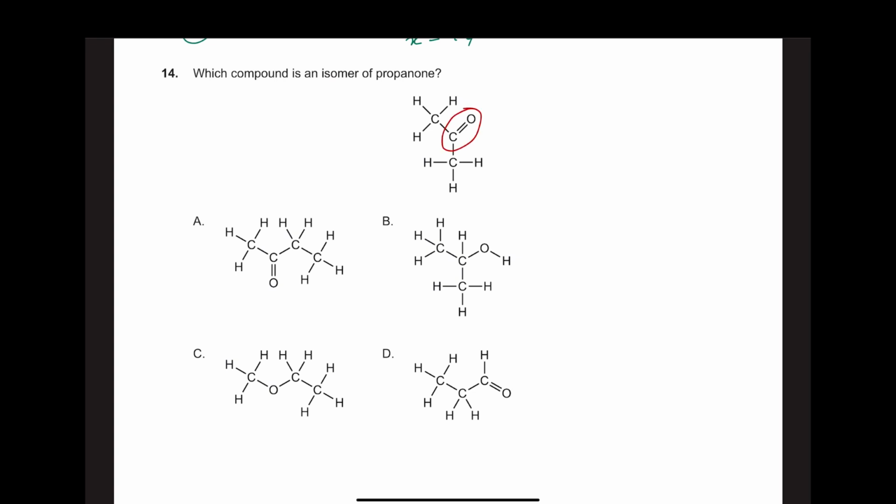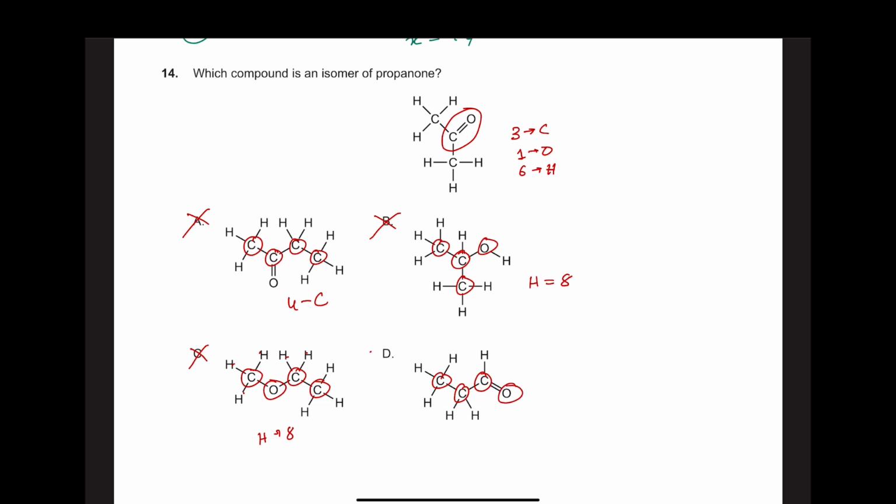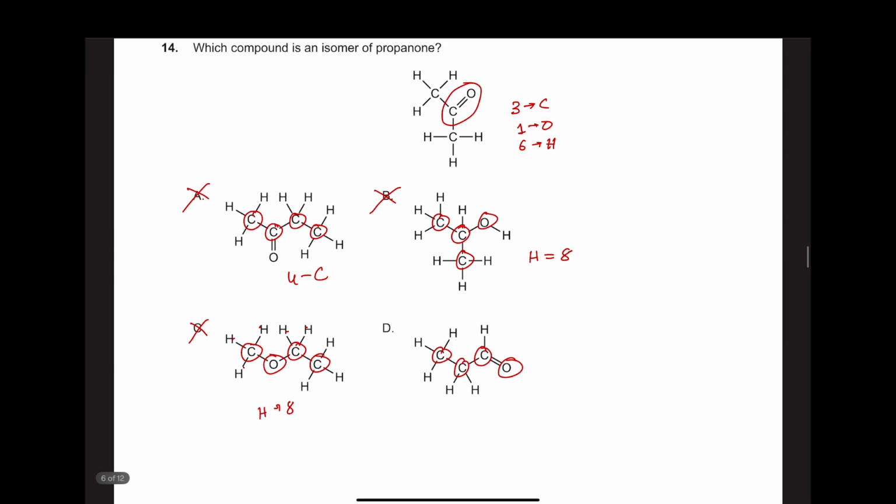Next, which compound is an isomer of propanone? So this is propanone, a ketone. Isomers of ketones are generally aldehydes. This one has 3 carbon atoms, 1 oxygen, and 6 hydrogen. Let's check the options one by one. This one has 4 carbons, obviously not an isomer. This one has 3 carbons, 1 oxygen, but the number of hydrogens is 8. Again, not an isomer. This one, 3 carbons, 1 oxygen, but 8 hydrogens. Not an isomer. But if you check the last one, you have 3 carbons, 1 oxygen, and 6 hydrogens. So this is your answer. Answer would be option D, and option D is an aldehyde. So yeah, makes sense.